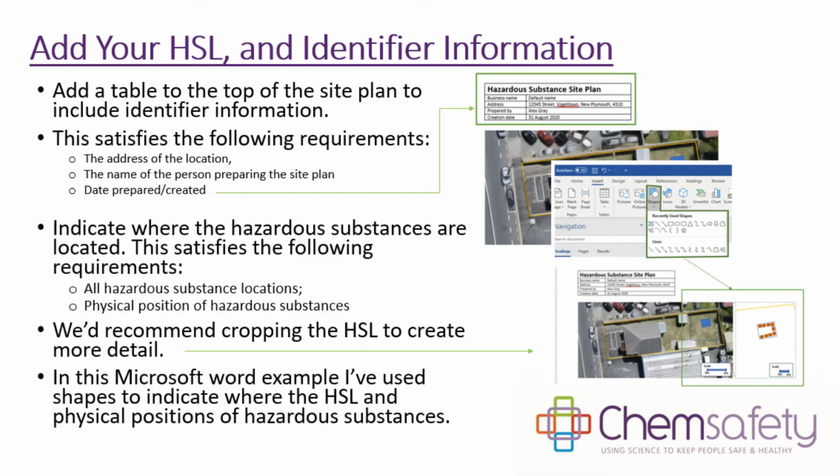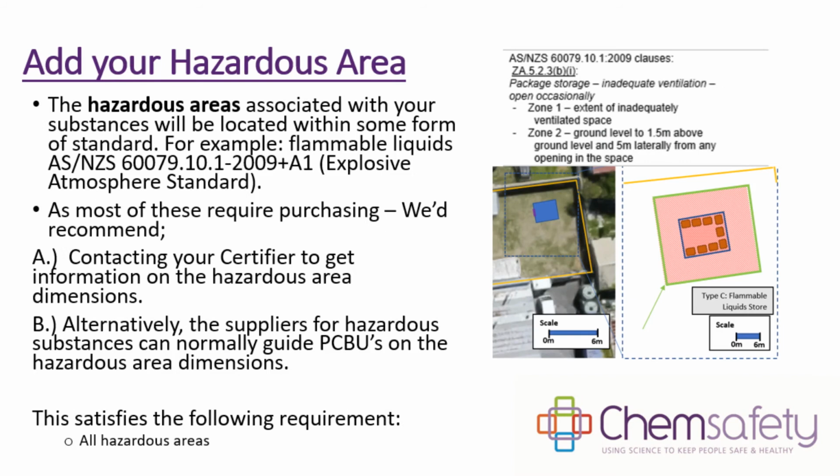Next, we want to indicate where the hazardous substances are located on the site. To do this, we'd recommend actually cropping out the section where they're located and then creating a more zoomed in version to actually specify what's located there. In your Microsoft Word example, what you'll want to do is use the shapes, which will be in the toolbar at the top, to actually create the shape of this location, as well as some objects to clarify what's held in there.